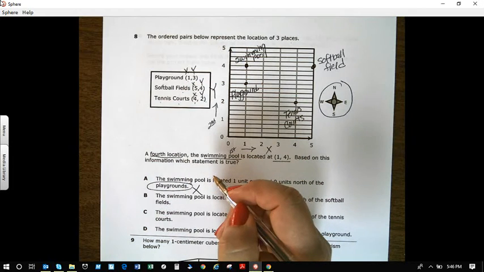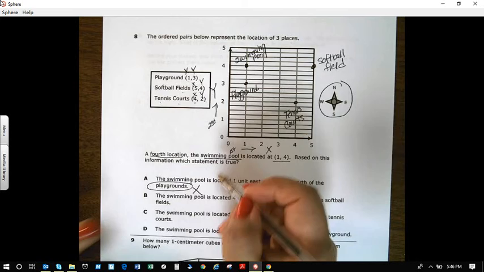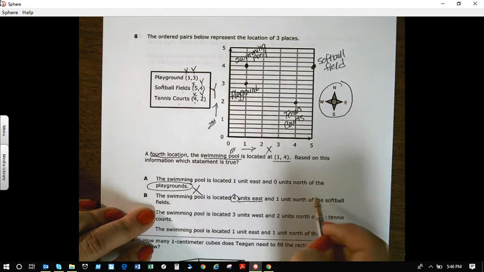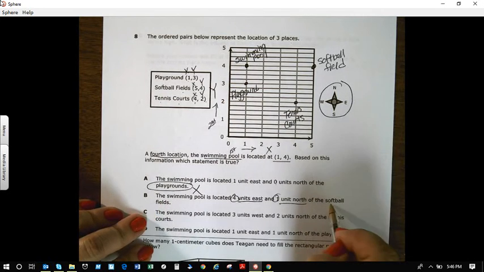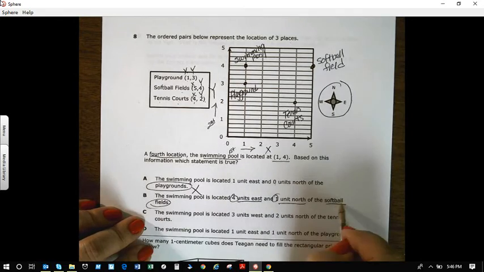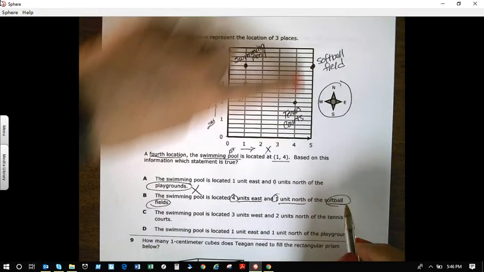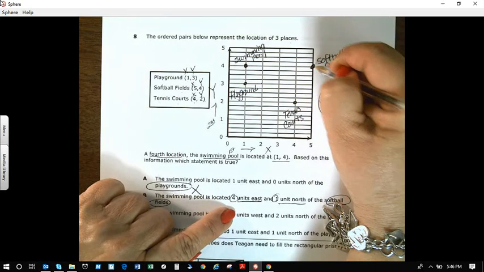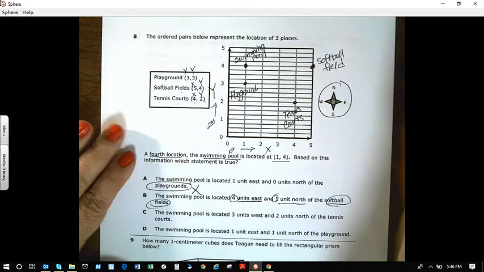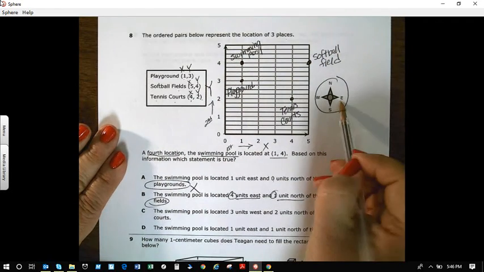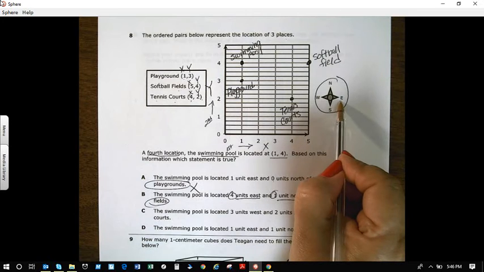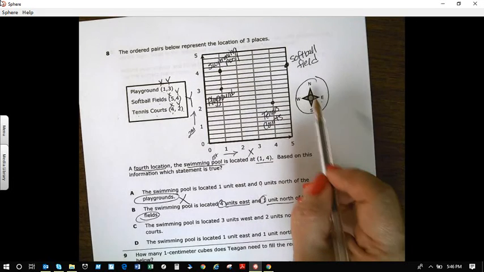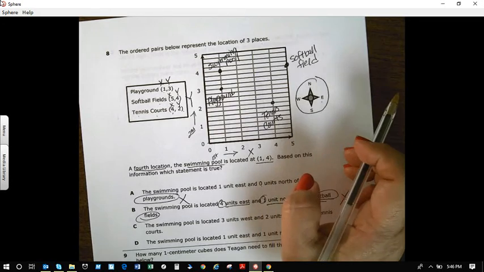All right, so let's look at this next one. The swimming pool is located 4 units east and 1 unit north of the softball field. Well, let's go to the softball field. I'm over here. So I'm going to go 4 units east. And now I'm off the grid. So that doesn't work out because I have to go in the direction of what my compass rose tells me. So I have to go in the east direction.